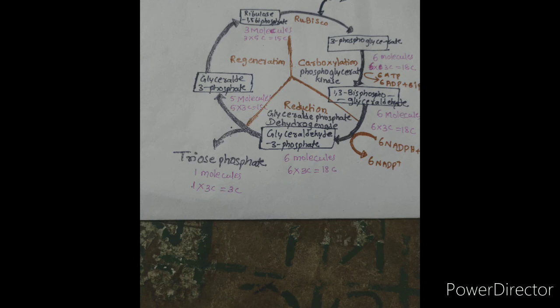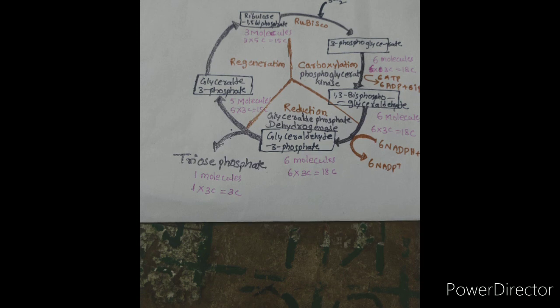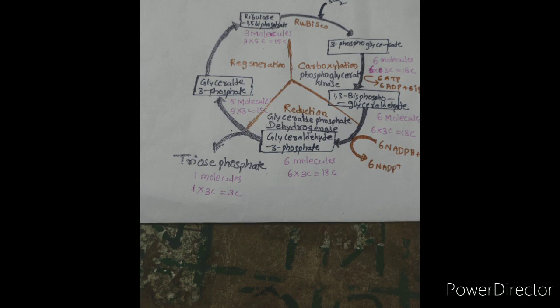Among these 6 glyceraldehyde 3-phosphate molecules, 5 are again utilized to convert into ribulose 1,5 bisphosphate, and only one molecule is converted into triose phosphate. Such 2 triose phosphate molecules combine to give the glucose molecule.